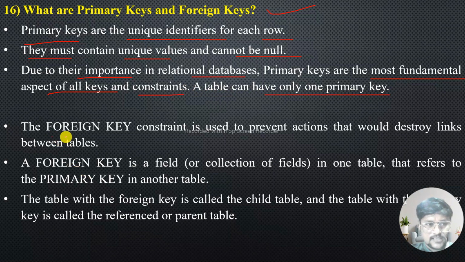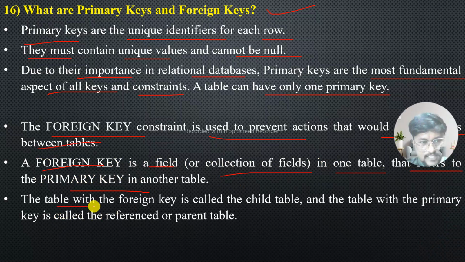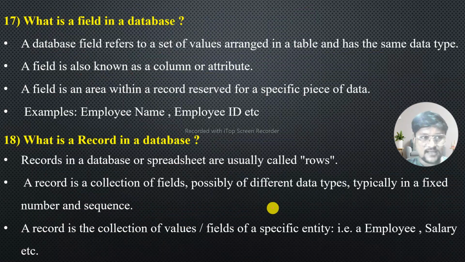Then a foreign key. A foreign key constraint is used to prevent actions that would destroy the links between the tables. So a foreign key is a field or collection of fields in one table that refers to the primary key in another table. Then a table with a foreign key is called a child table, and a table with the primary key is called a reference or parent table.